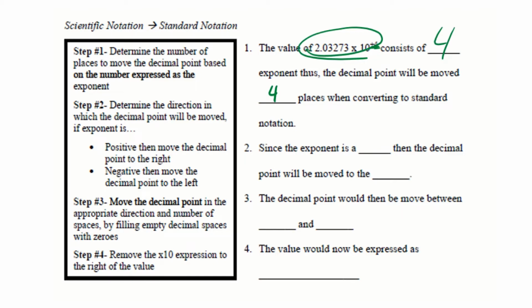Okay, step 2. Now I need to determine the direction in which that decimal is going to be moved based on the exponent's positive or negative value. So in this case, we had a positive exponent, which means on that step, it tells us that if it's positive, you're going to move the decimal to the right. If it's negative, you're going to move it to the left. So since it was positive, I'm going to move this decimal to the right.